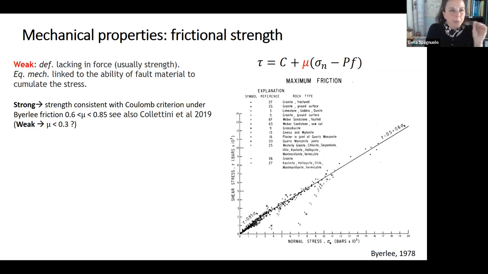So when we say weak, from a definition, that means lacking in force, and usually we refer to strength. And in earthquake mechanics, this is linked to the ability of a material to accumulate stress, essentially. We can read in a nice paper by Collettini et al. 2019 some review about weak versus strong fault materials. Strong means strength consistent with Coulomb criterion under Byerlee friction, so friction should be between 0.6 and 0.85 to be strong. Then there is a definition of weak fault, which should be having friction less than 0.3.